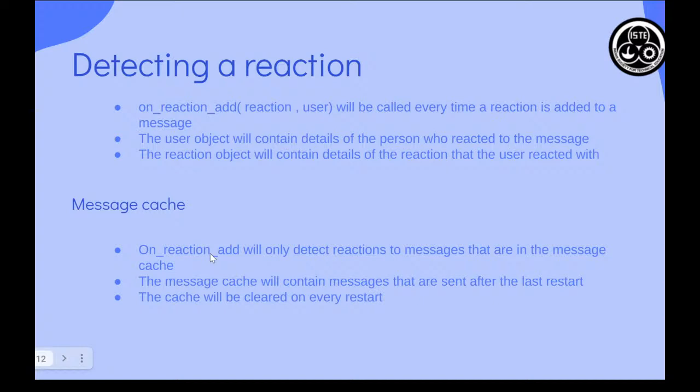So there's something called message cache. On reaction add will only detect messages that are in the message cache, and the message cache will contain messages that are sent after the last restart. So every time we restarted our code, like we made a change, we stopped it and we started, that's a restart. So the message cache will be cleared. It will only contain messages that are sent after the restart. So we will do that and we'll move on. Every time we restart it, we need to make sure that we are sending some message again.